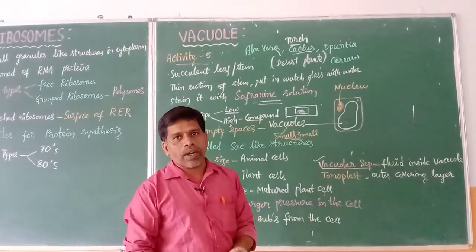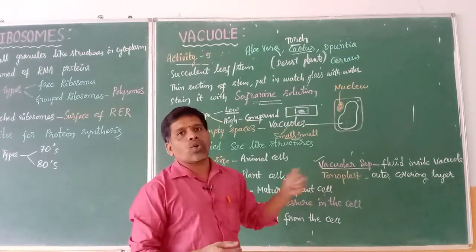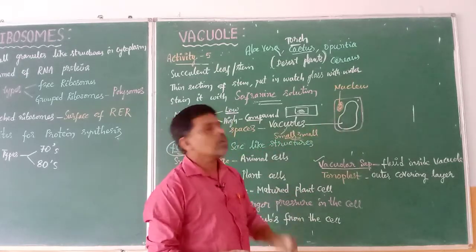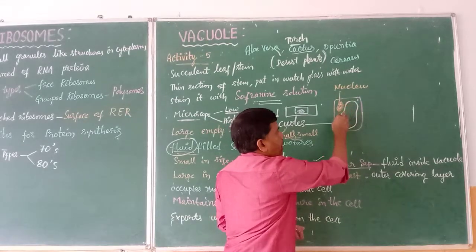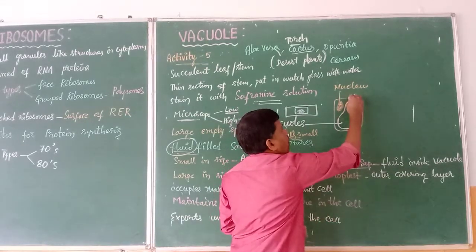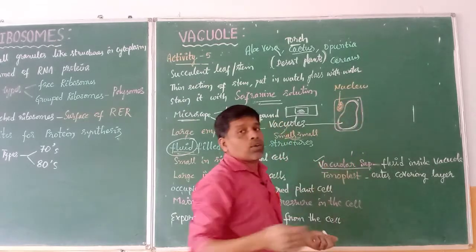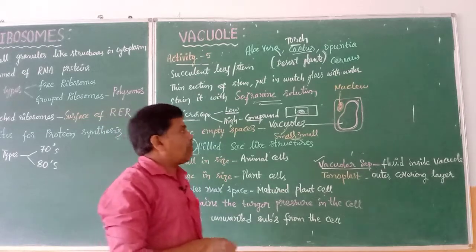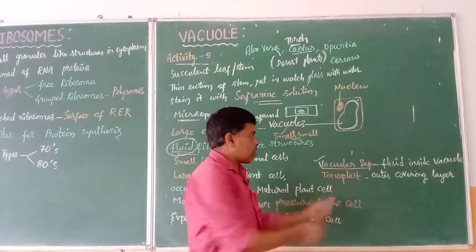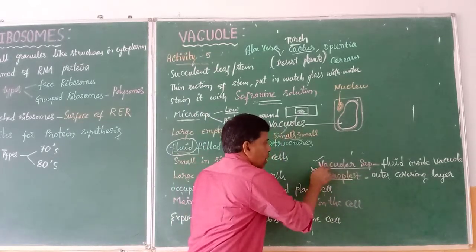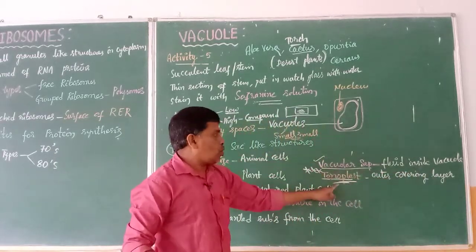The waste materials present inside the cell are collected and thrown out because of this large structure called the vacuole. And this vacuole is covered with a covering layer. Earlier we have seen that the nucleus is covered with one membrane, which we called the nuclear membrane. Like that, the vacuole is also covered with one membrane, the outermost covering layer, which is called the tonoplast. Tonoplast. The outer covering layer of the vacuole is called the tonoplast.